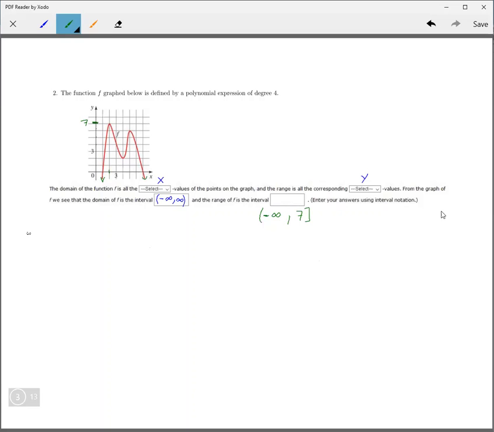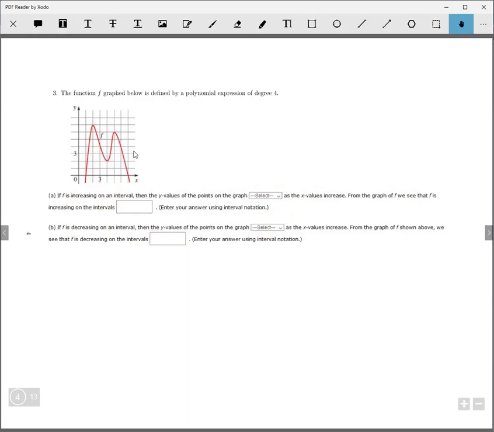So let's look at number 3. Here we have the same graph again. Part A: if f is increasing on an interval, then the y values of the points on the graph rise as the x values increase.